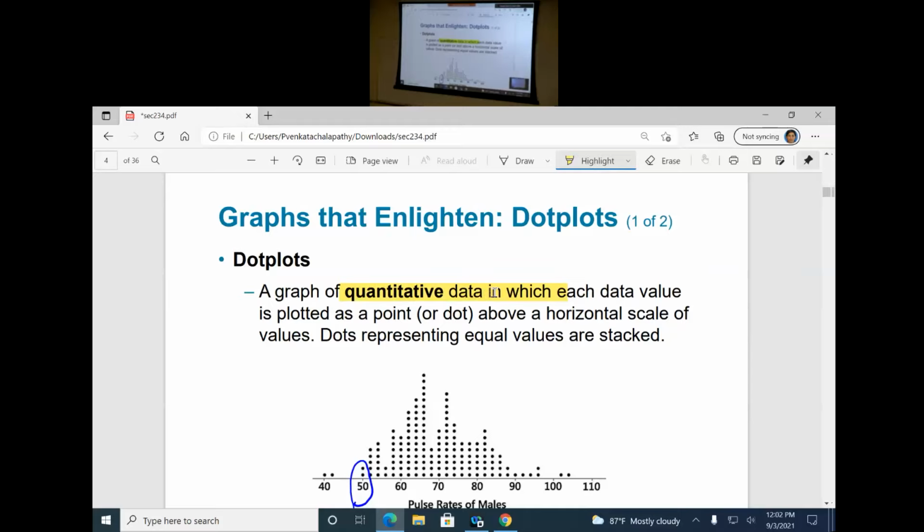So what is quantitative data? A data which consists of numbers. Exactly. So that is called as quantitative data, and qualitative in the sense the data which consists of letters or labels or categories. So these type of data comes under qualitative. And dot plot is a graph which is used to plot only quantitative data. Okay, I'll tell you why it is only quantitative and not qualitative.